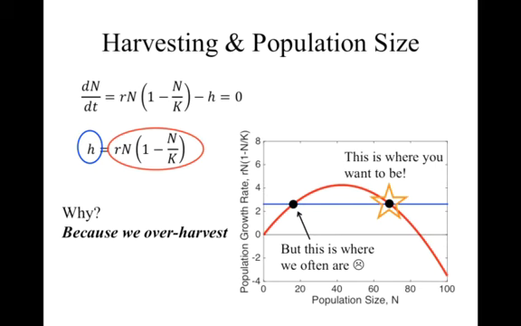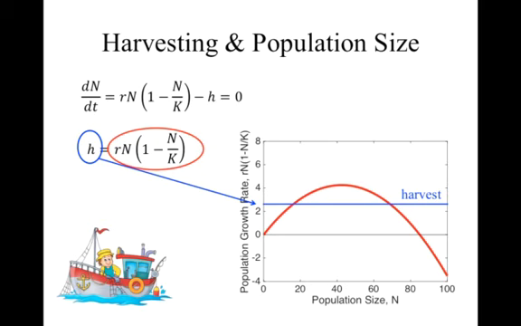Why do we end up at that bad scenario on that other side of the parabola where the population is going extinct? Or maybe it's at an equilibrium point, but just a slight overharvest, which is going to happen sometime, causes us to move down to extinction. Well, it's because we're greedy.